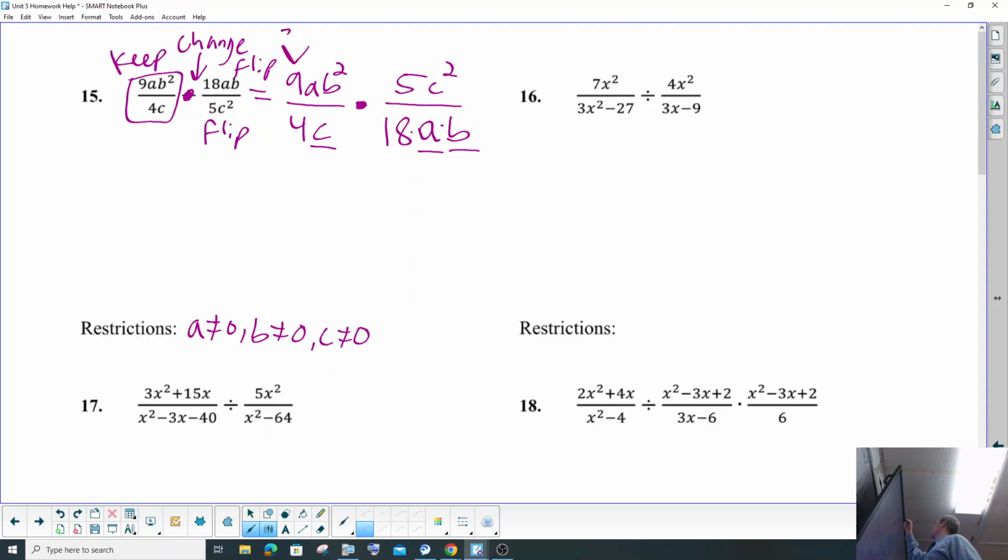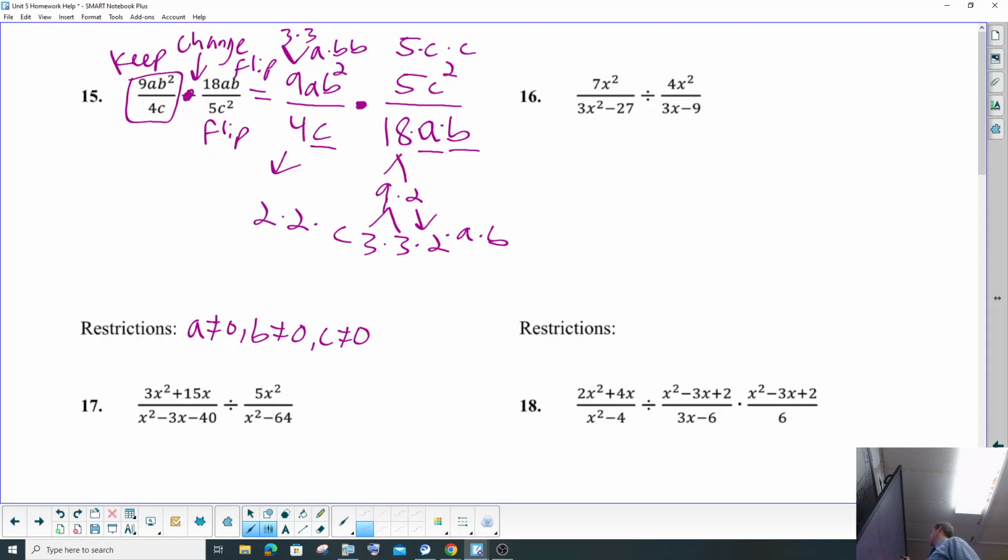9 factors into 3 times 3. And we have A, and we have B, and we have B. Over here we have 5, and we have C, and we have a C. Down here we have 9 times 2, which factors into 3 times 3 times 2. And then we have an A and a B. And over here we have a 4, which factors into 2 times 2 and a C. And they're all being multiplied together.